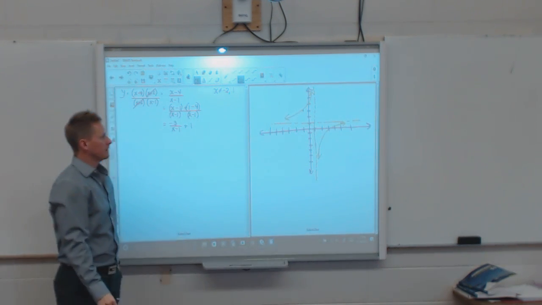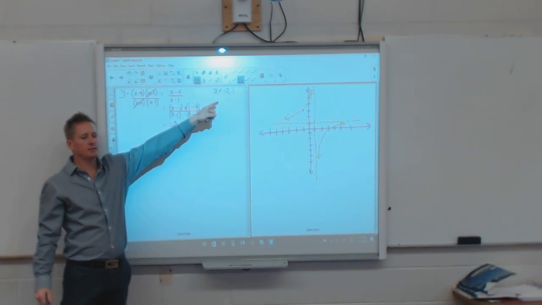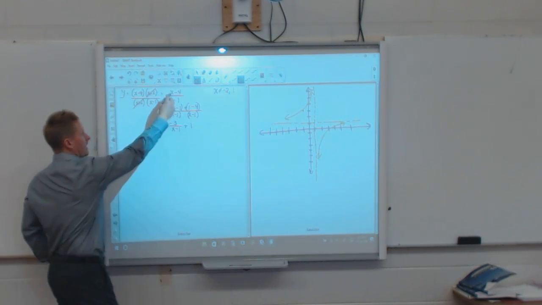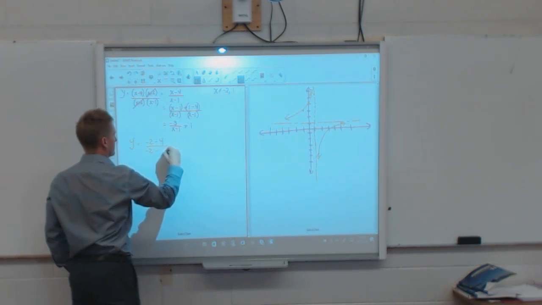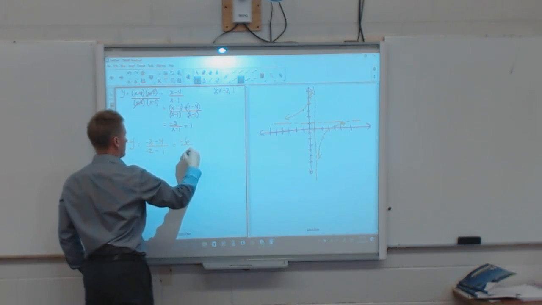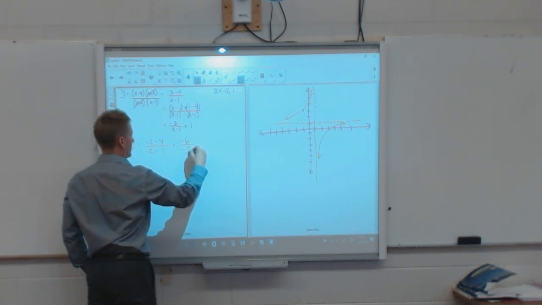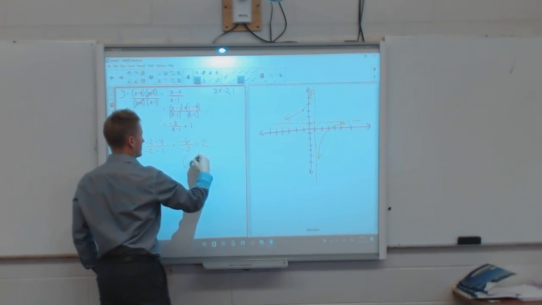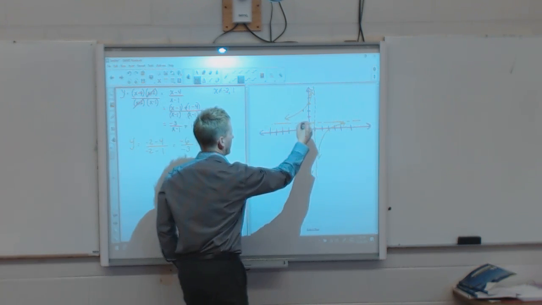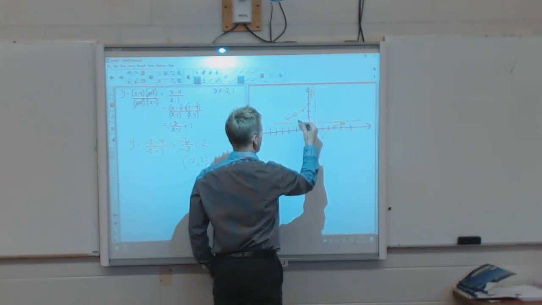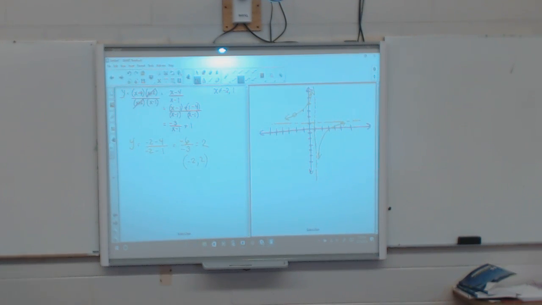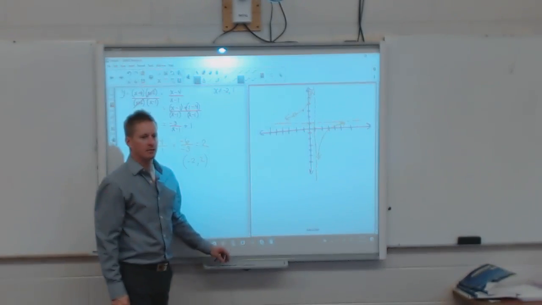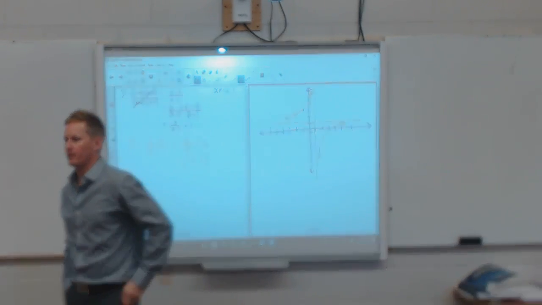Okay, but I have a point of discontinuity at negative 2. So when I put negative 2 into this equation here, that's going to give me negative 6 over negative 3, right? Which is 2. So my point of discontinuity is negative 2 and 2. So now all I have to do is go to there and put that in. Okay? And that right there is asymptotes and point of discontinuity.